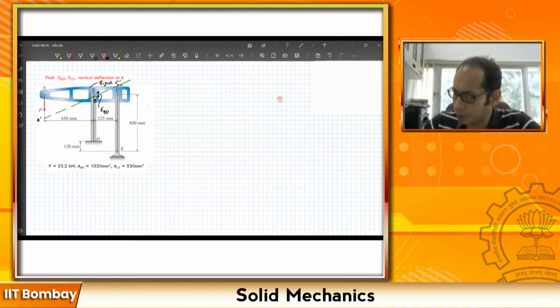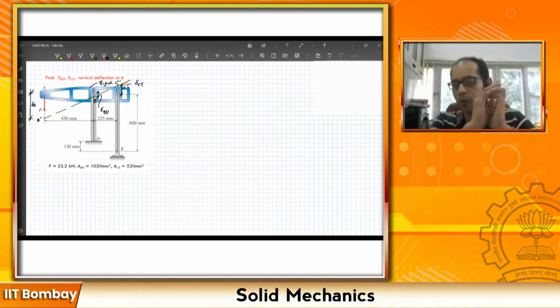So, this particular distance that I have, this is my delta CE, right? So we are supposed to find this delta BD and this delta CE, and the problem also asks you to find the vertical deflection at the point A, which is maybe this one. So if I join these 2 points by marking this dimension over here, this is nothing but your delta A, right? So we have to find these 3 quantities, right?